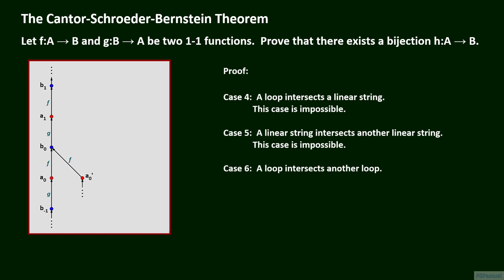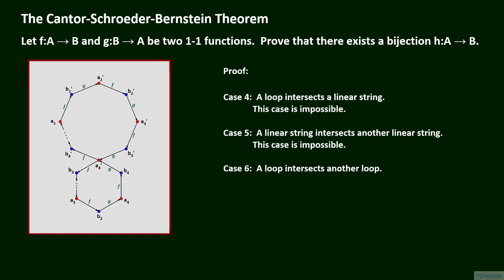For the final case, we have a loop intersecting another loop. There are other configurations for two distinct loops to intersect, different from the one that is shown on the left. But regardless of how the loops intersect, we can show that two distinct loops cannot intersect by using the same ideas that we used to show that cases 4 and 5 are impossible. And so we just have to work with the first three cases.